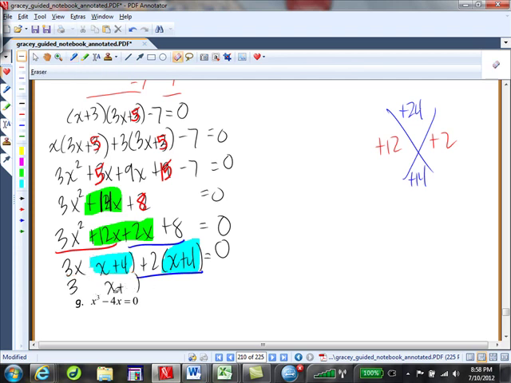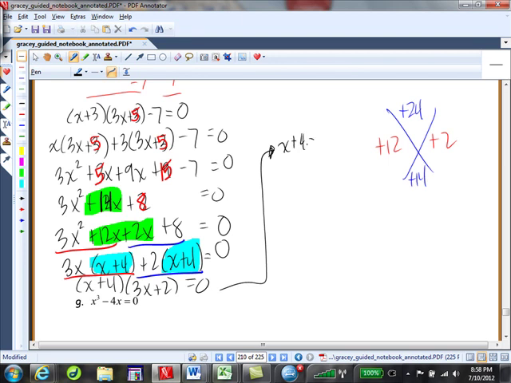Nope, I apologize. Not 3x. We will have x plus 4 factored out. And then we'll be left with 3x plus 2, and that's all equal to 0. And then we'll get x plus 4 is 0, or 3x plus 2 is 0.